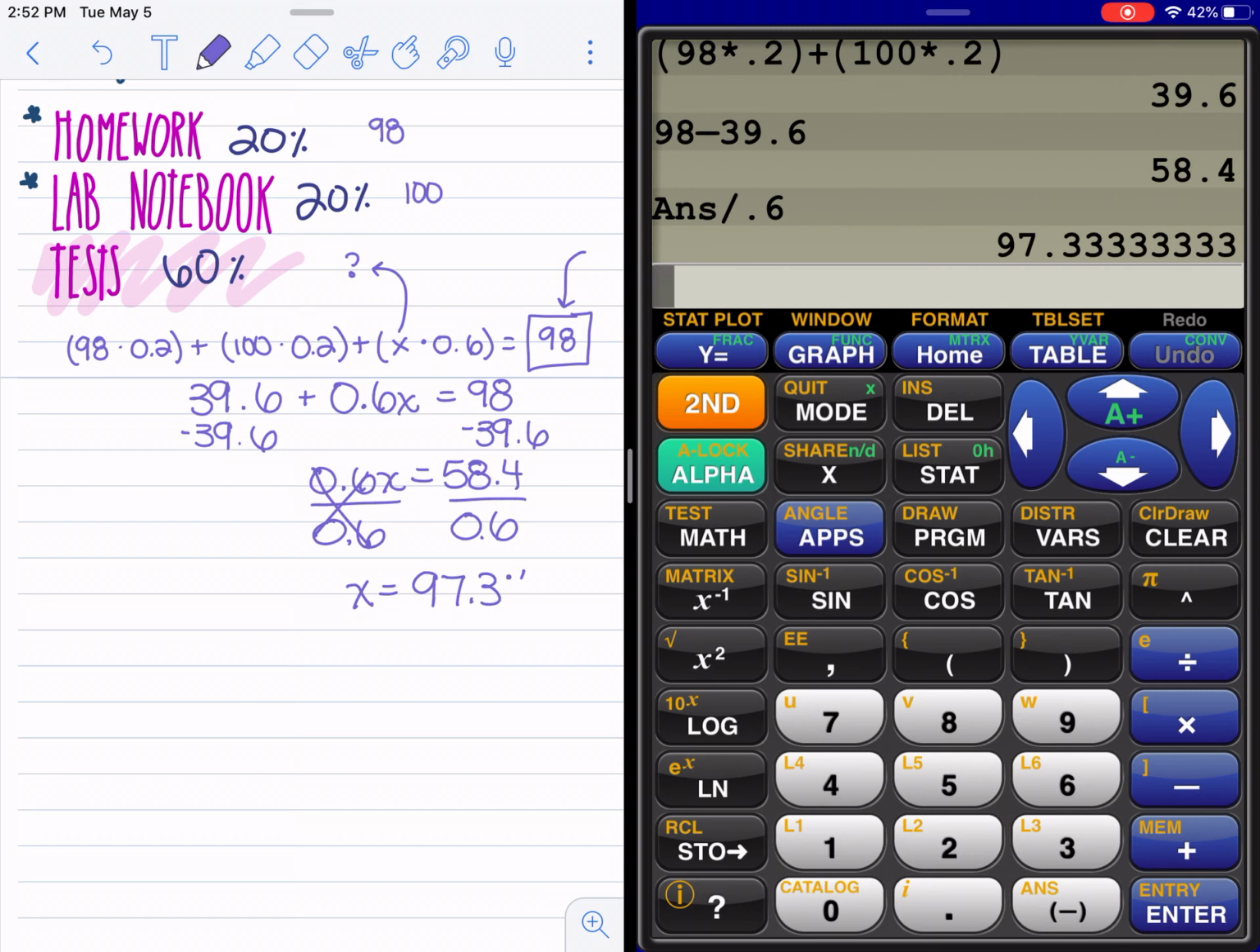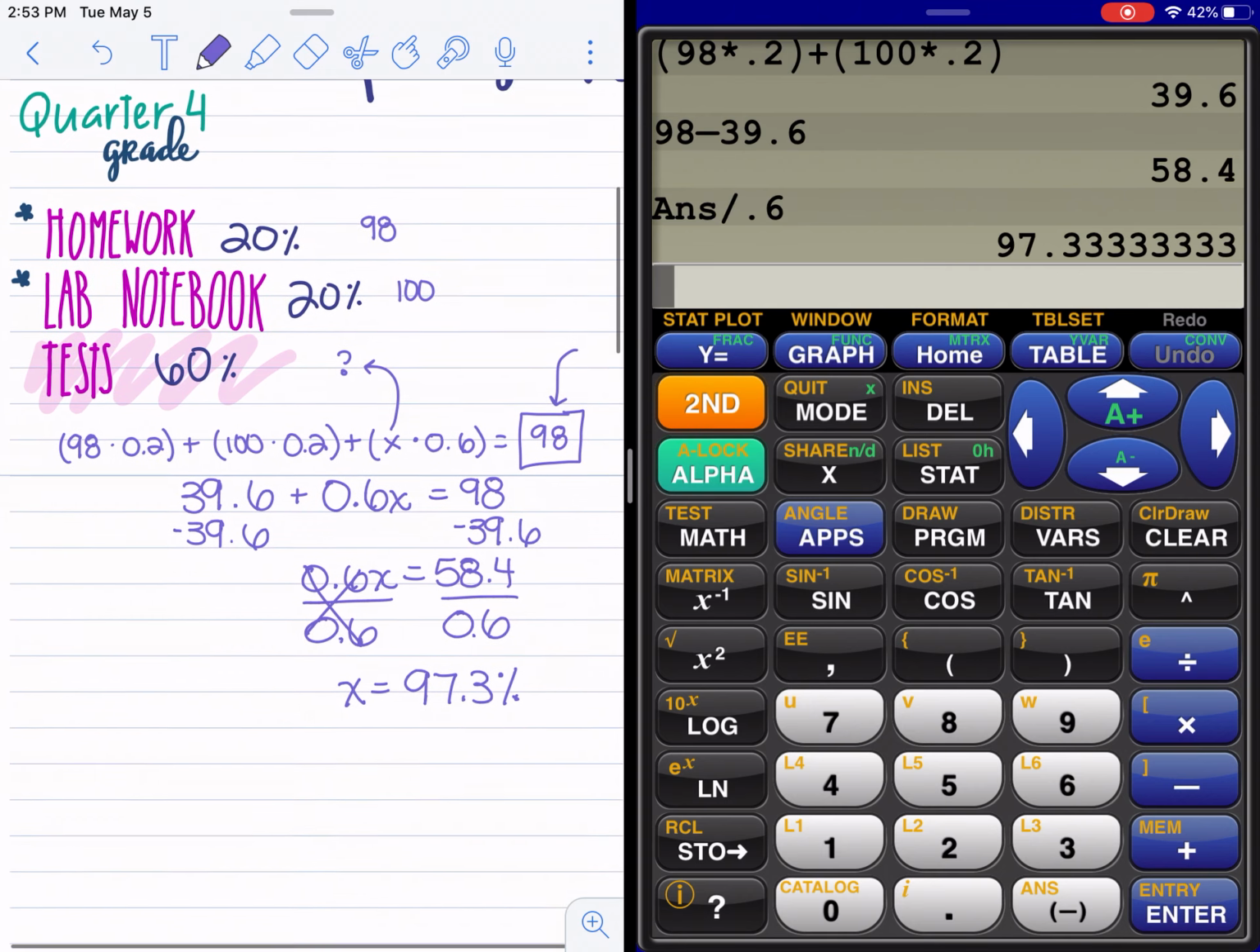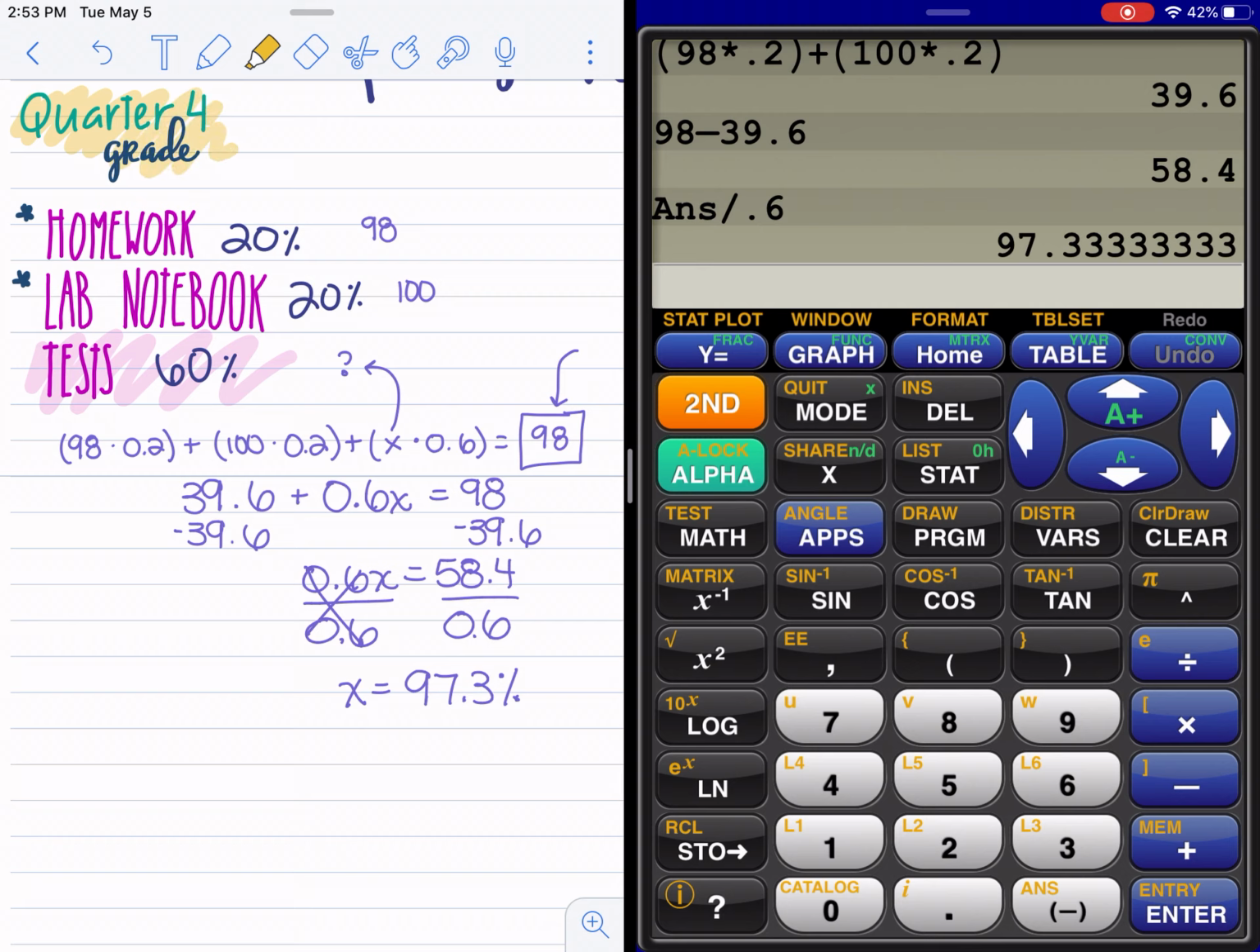So if you have a 98 for your homework grade, a 100 for your lab notebook grade, and if you want to get a 98 in the class overall for the fourth quarter, this is only for your fourth quarter grade, then you will need to get a 98% on your project. Okay, again, I encourage you to do this using your own grades.